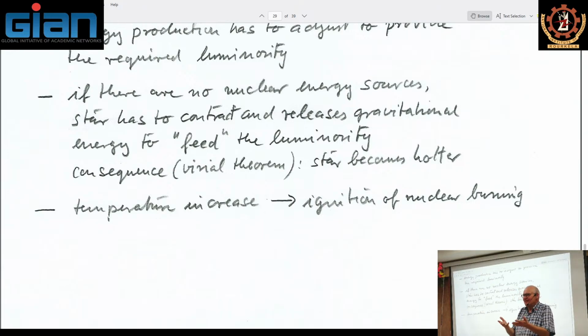It becomes hotter and hotter. There's a singularity in temperature. There, you cannot avoid a temperature singularity because the star has to radiate at this rate. It only has available the gravitational energy, so it shrinks and shrinks and shrinks, and the temperature goes to infinity. That's a strange situation, isn't it?